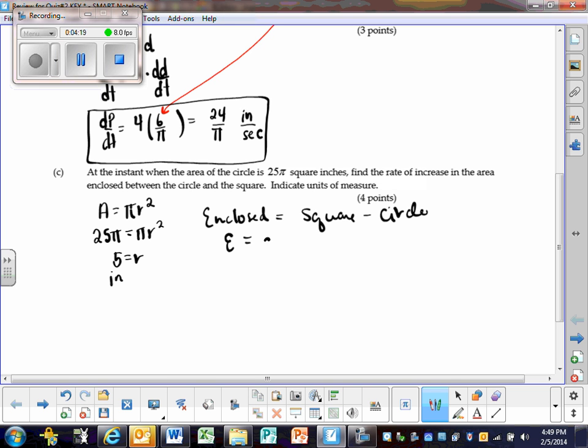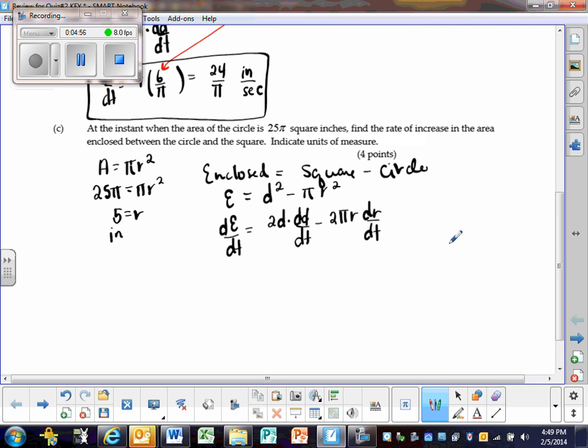The square has an area of D times D, or D squared, side times side. The circle is still pi r squared. Since none of what we have prior to this is in terms of r, but in terms of d, we're going to need to get a relationship for that. So when we do the derivative of the enclosed area with respect to time, it is 2d times the derivative of diameter with respect to time minus 2 pi r times the derivative of r with respect to time.